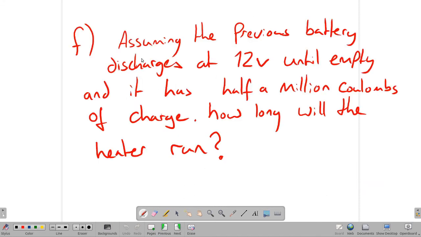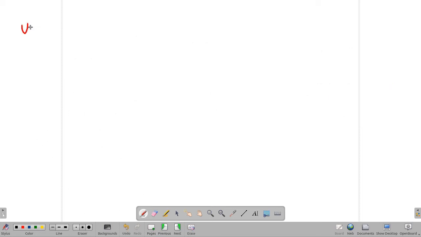Let's look at the next question. Assuming the previous battery discharges at 12 volts until empty, so we've got a curve that looks a little like this, where this is voltage and this is time, and it'll discharge constantly at 12 volts until it runs out of power. So we've got a curve like this.